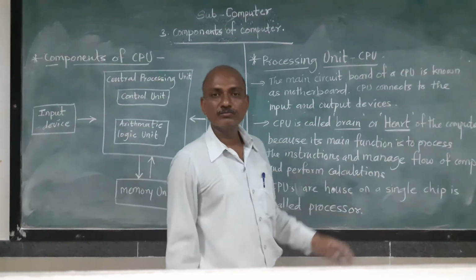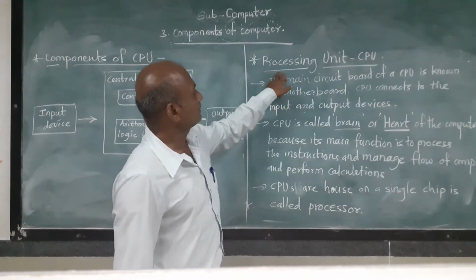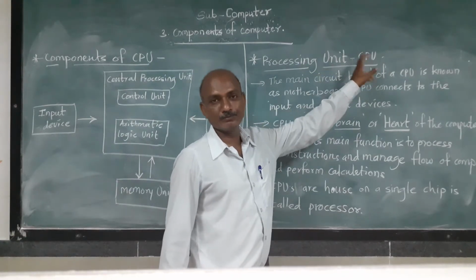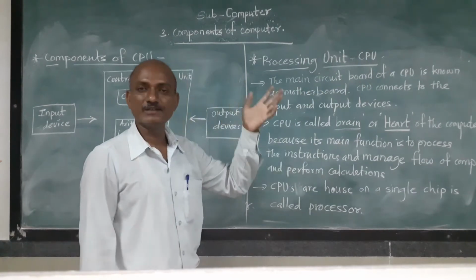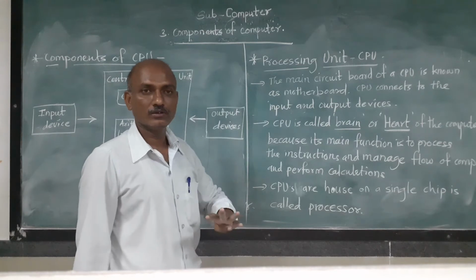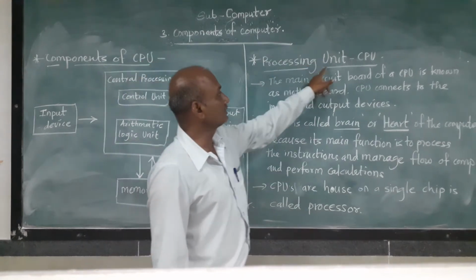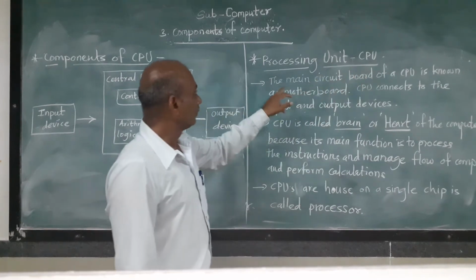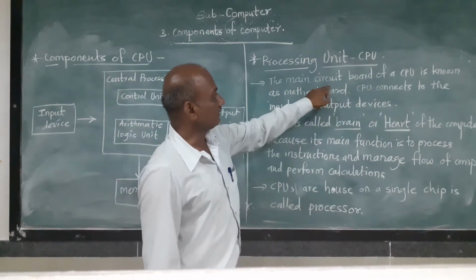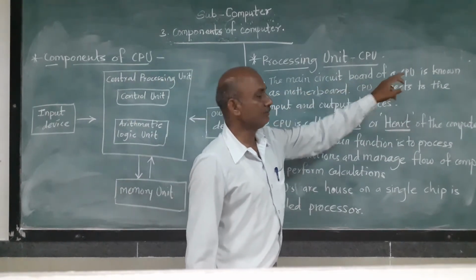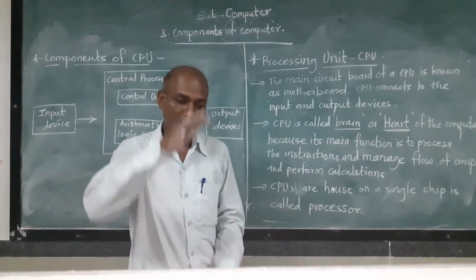Now, the next topic is the processing unit, meaning the CPU. First we saw input devices and output devices. Now, the third topic is the processing unit, CPU. The main circuit board of a CPU.